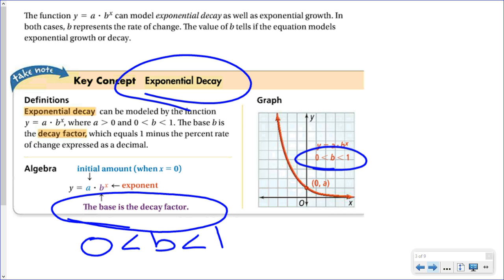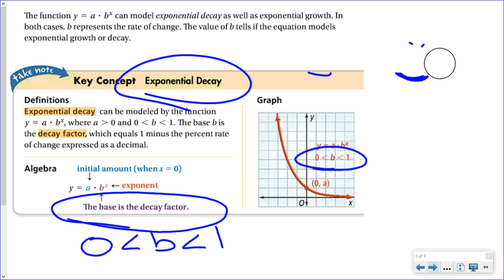If I came up with a problem like y equals, and this is really common today, so this is an important one to go over, y equals 2 times 3 raised to the x power. Right away, I know this is exponential growth because this number here is larger than 1. The initial amount is 2. The growth factor is 3.